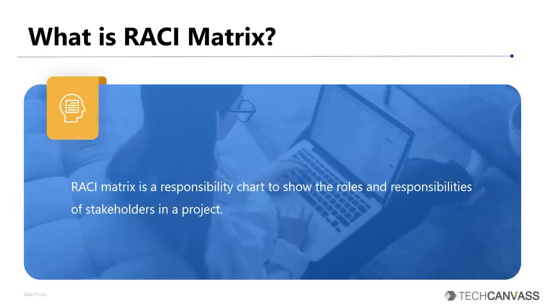RACI Matrix. RACI Matrix is a responsibility matrix to show the roles and responsibilities of stakeholders in a project. Identifying the roles and responsibilities clearly enables smooth team working and also helps in avoiding conflict.